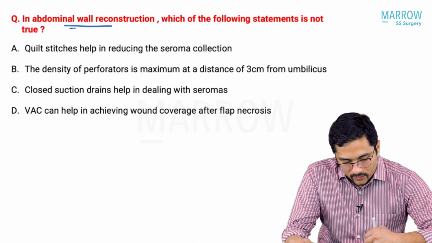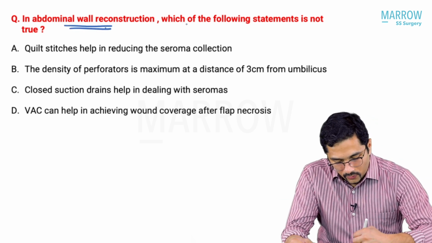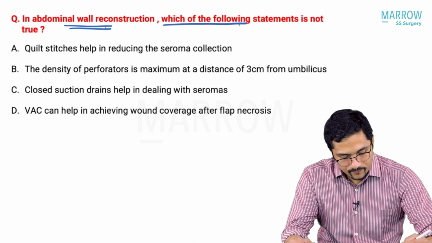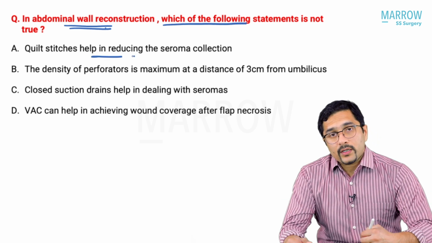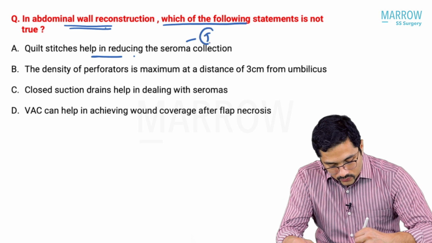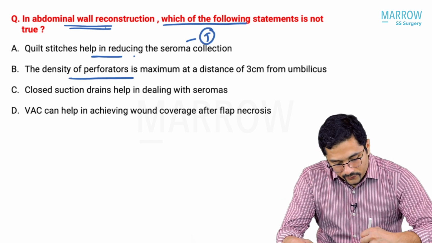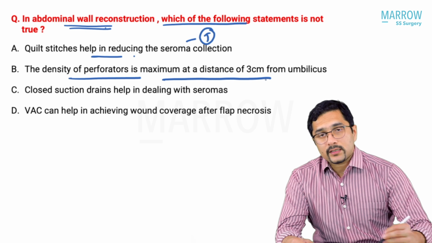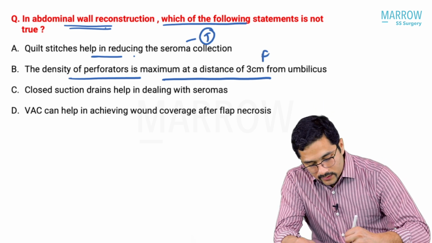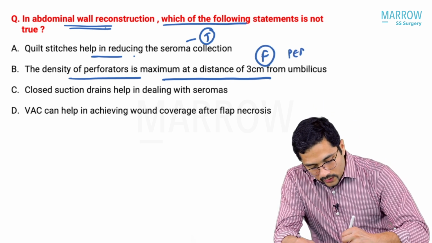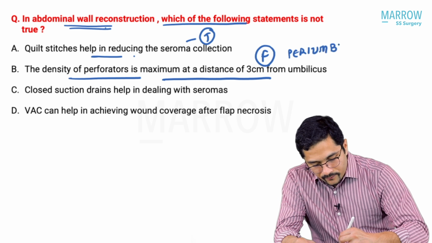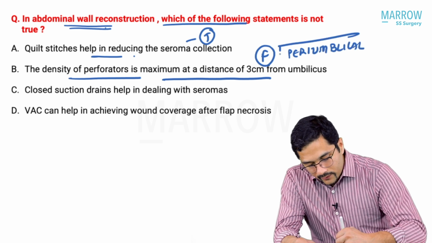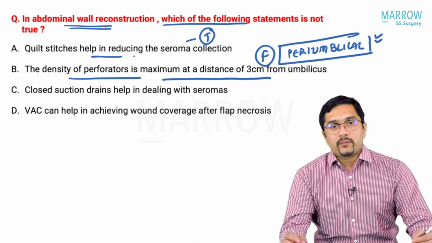In abdominal wall reconstruction, which of the following statements is not true? Quilt stitches help in reducing seroma collection. This is true. The density of perforators is maximum at a distance 3 centimeters from the umbilicus. This is false. They are majority in the periumbilical region. That is why we have to be careful while we are dissecting the periumbilical region.